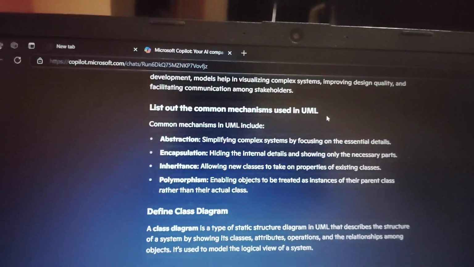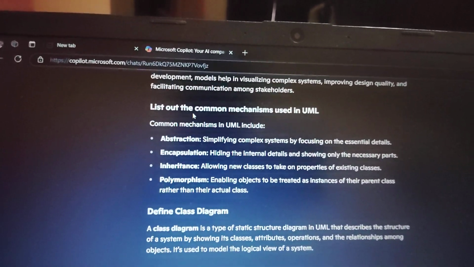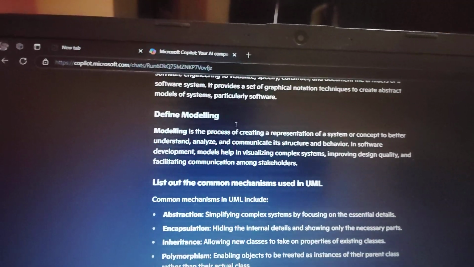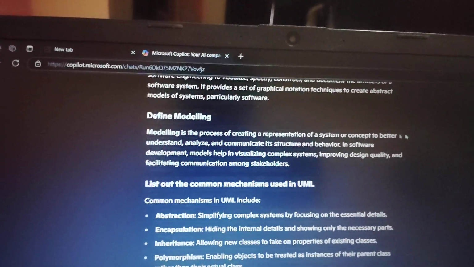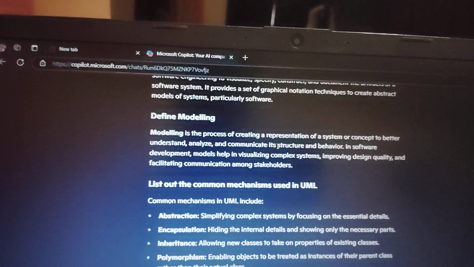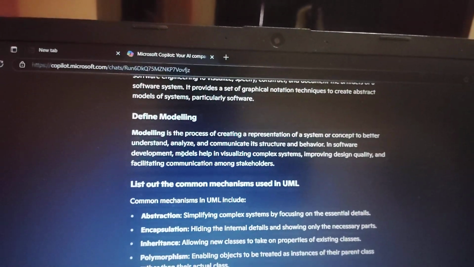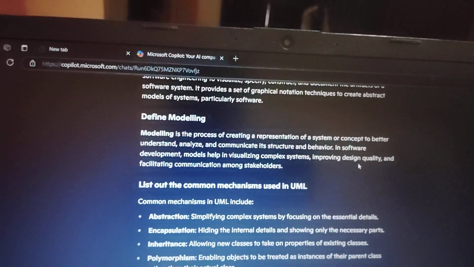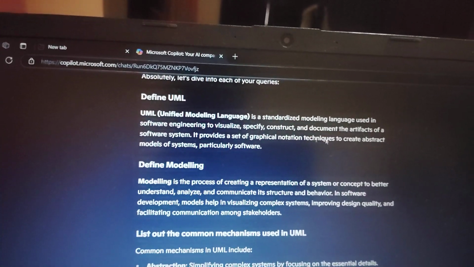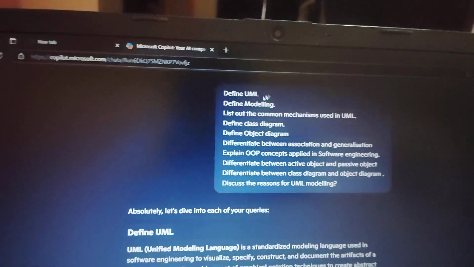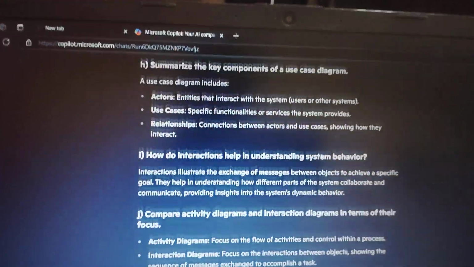Next, the common mechanisms of UML, which I already told you, repeated. Modeling is the process of creating a representation of a system concept to better understand, analyze, and communicate about the system. It's repeated from the previous question. In software development, models visualize complex systems and document the system. It provides a graphical view. I think we have completed some basics of software.